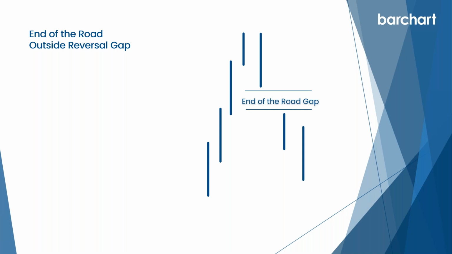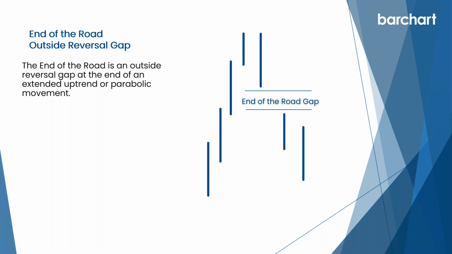Now, the end of the road gap, like I said, is an outside gap where price falls below the previous day's low. But typically, that could be multiple days. It could have multiple day lows. And it does come after a prolific uptrend or a parabolic rally.